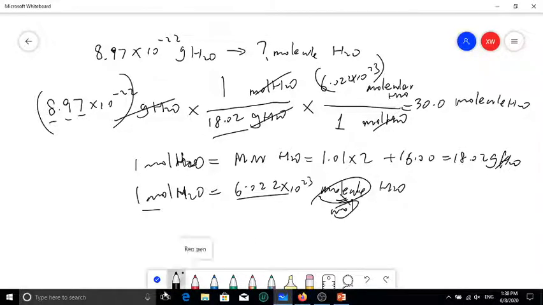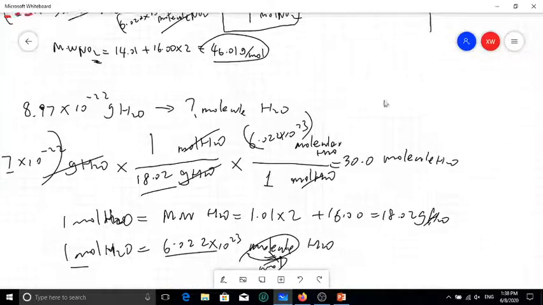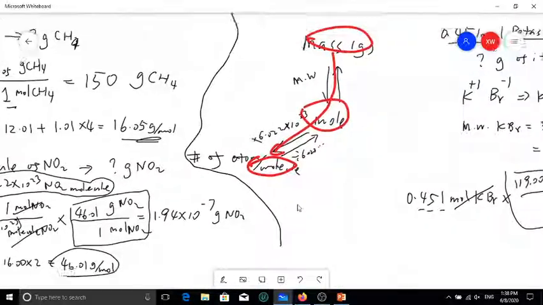All right, so this concludes the calculation of mass, molecules, and atoms of elements and compounds. I think the most important thing for this part, including the previous 2 or 3 videos, is this flowchart.